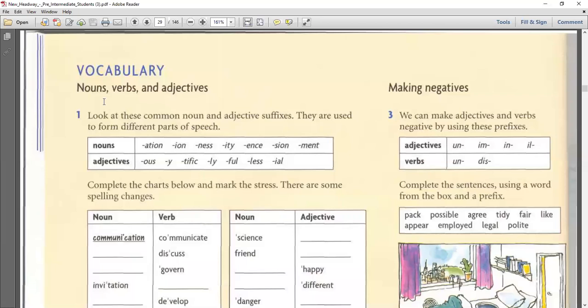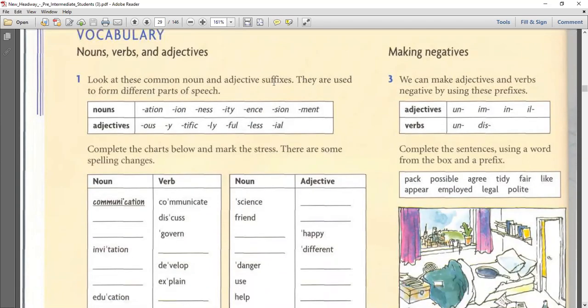Actually, on this page, we have how to form nouns, verbs, and adjectives. Okay. Most words in English can be formed by adding suffixes. Okay. طلاب، كثير من الكلمات في اللغة الإنجليزية تتشكل أو تتكون من لاحقة. ممكن تحويل الفعل إلى اسم من خلال إضافة لاحقة لهذا الفعل، أو ممكن تحويل الاسم إلى صفة من خلال إضافة لاحقة لهذا الاسم حتى تتحول إلى صفة. So بالنسبة we have nouns and adjectives.